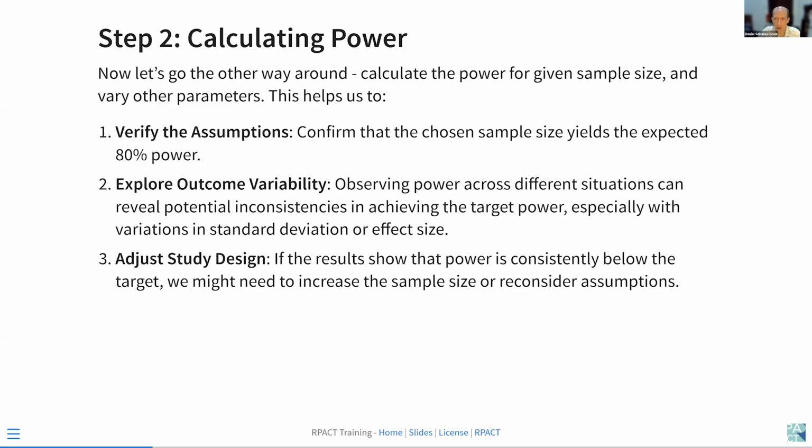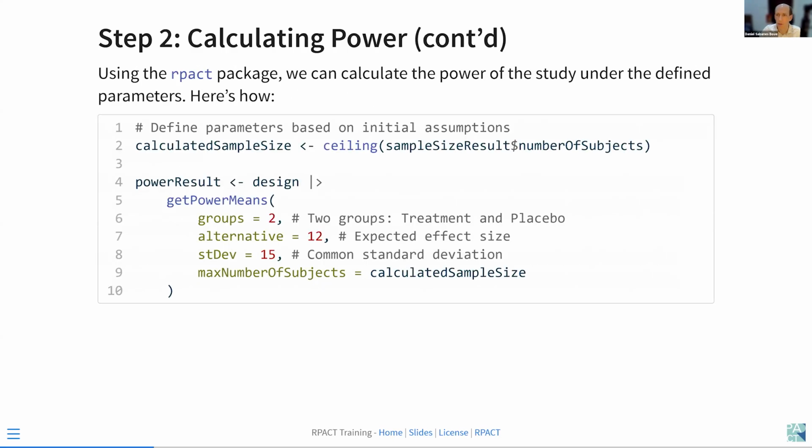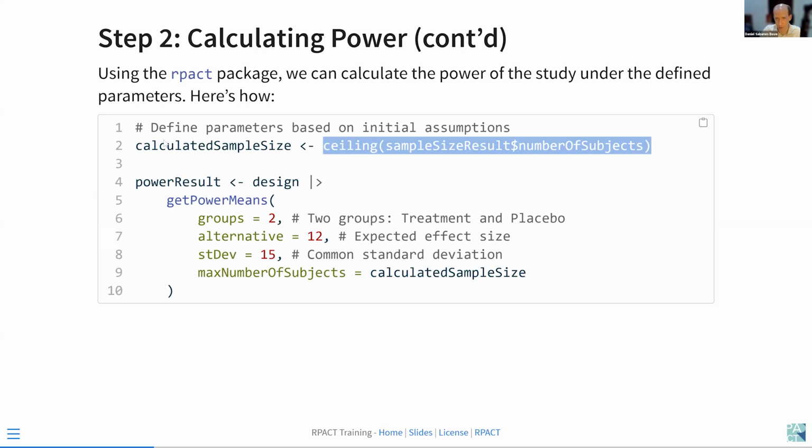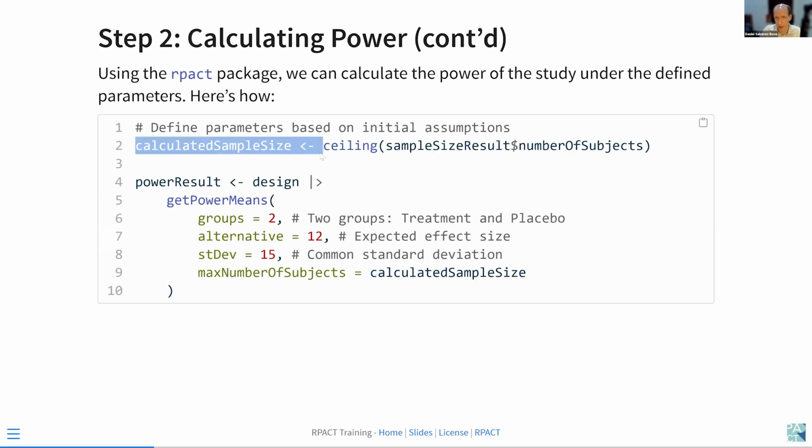So for example, if the results show that the power is consistently below the target for some reasonable assumptions, we might need to increase the sample size or reconsider the assumptions. Okay, how does it work? First of all, let's fix the sample size. Again, I'm taking the ceiling of the previous sample size. So this will be our 52, the calculated sample size.